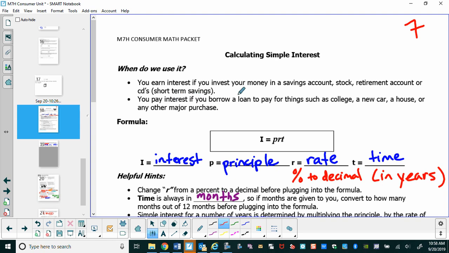Now, sometimes when you're borrowing money, like for a loan, whether it's for a new car, buying a house, or any other major purchase, it could be like student loans for college, things like that. In that situation, interest kind of stinks because that means that you're going to be paying back a lot of extra money on top of it. So when you're saving money, that's a good thing, but when you're borrowing money or spending money, interest is a bad thing.